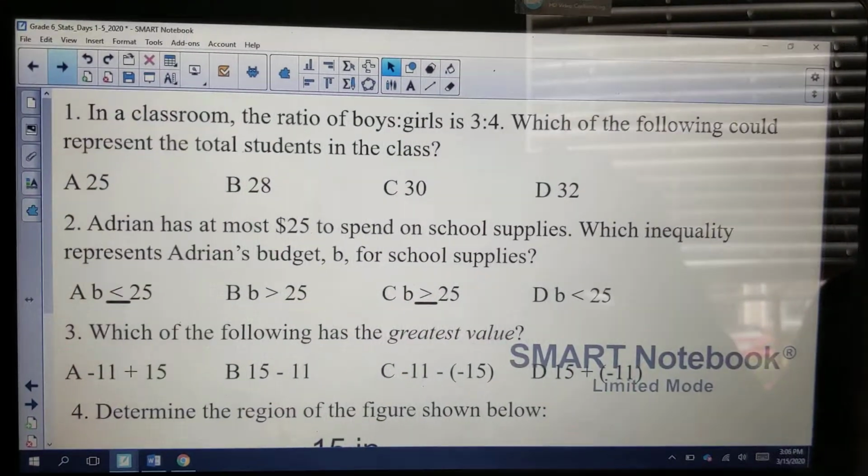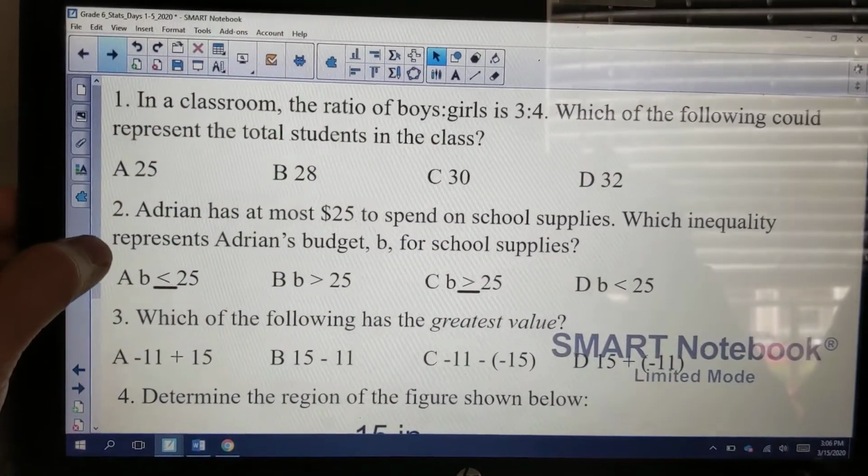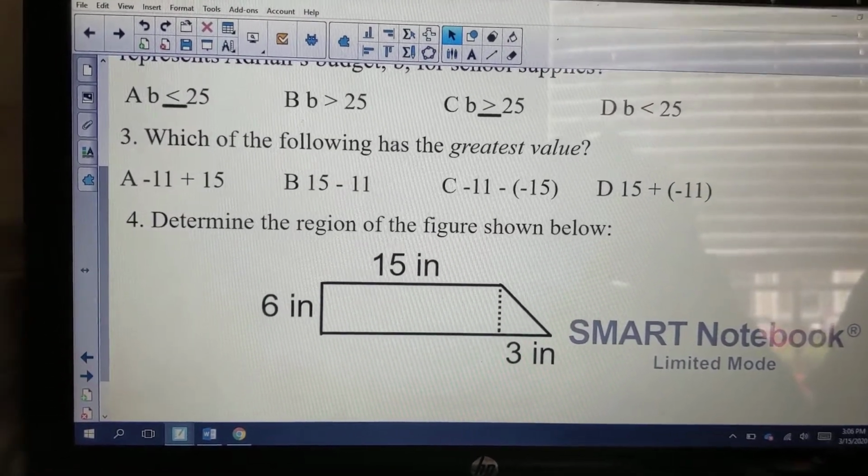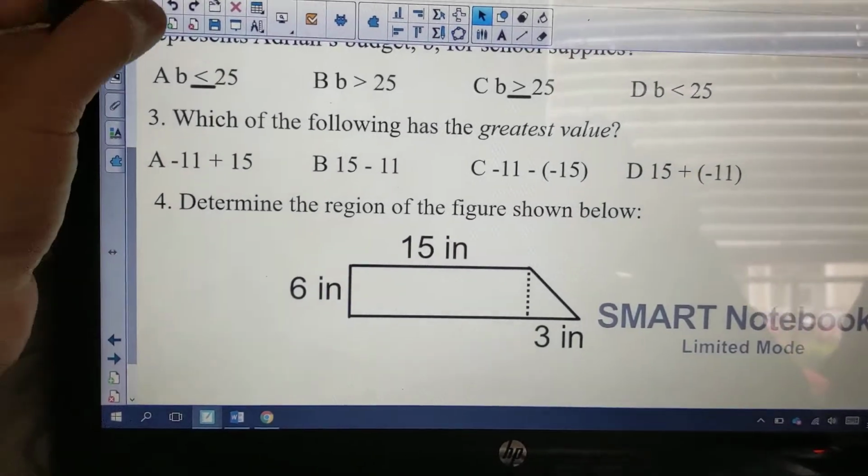Day 3 of virtual learning. Here's the warm-up. Scroll down to number 4 so you can see it. When you're ready, here we go.